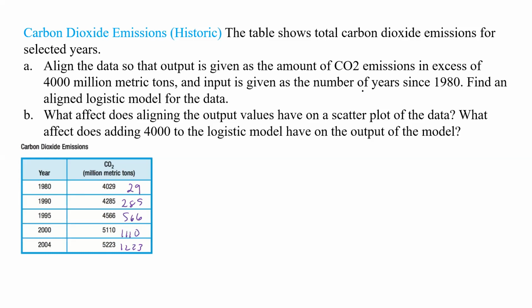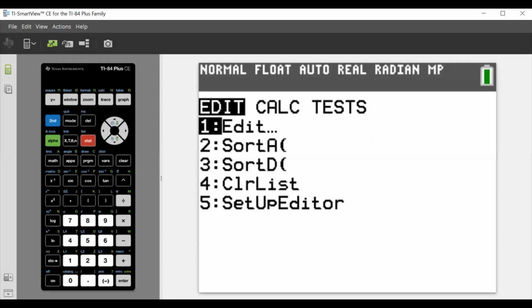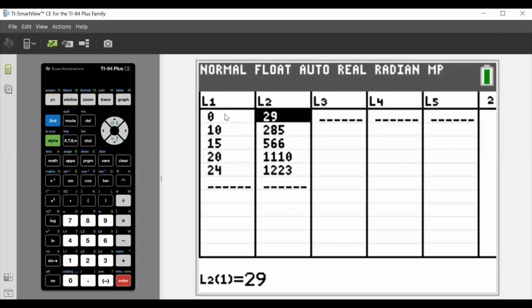And the input is given as a number of years since 1980. Okay, well, that one's easy. That's 0. Then we have 10, then 15, and then 20, and then 24. So our real data is being aligned in this fashion rather than as it's given there. So we have to type in that data instead of what was given. So we kind of had to understand what it means here when we're doing the aligning. And so now we can go over here and enter our data. And as you can see, I've put it in with the data as it is.